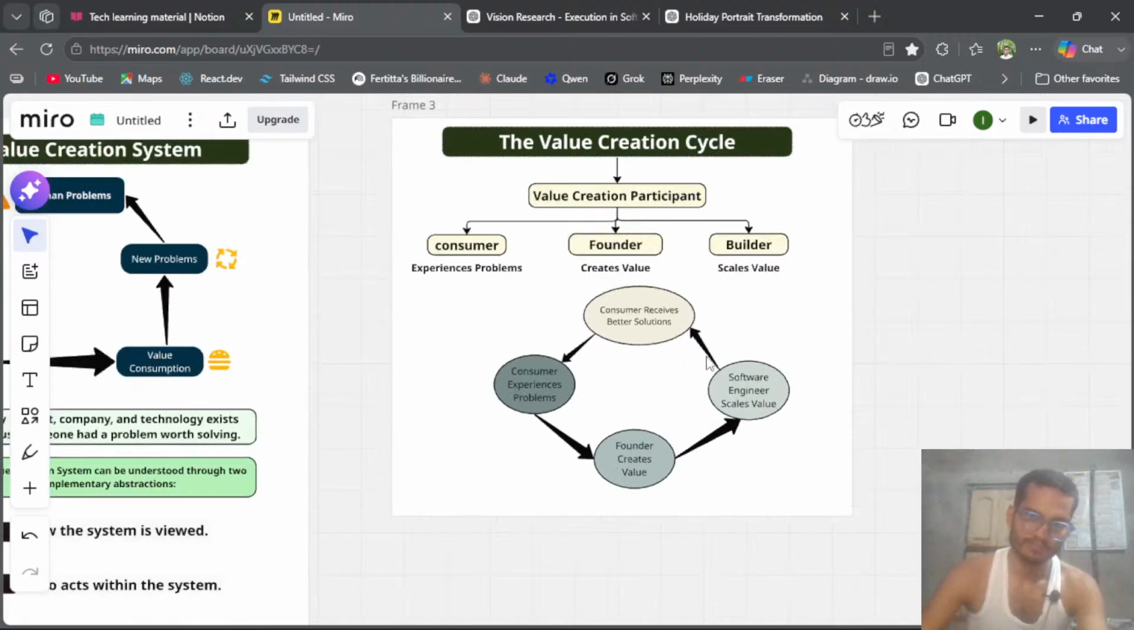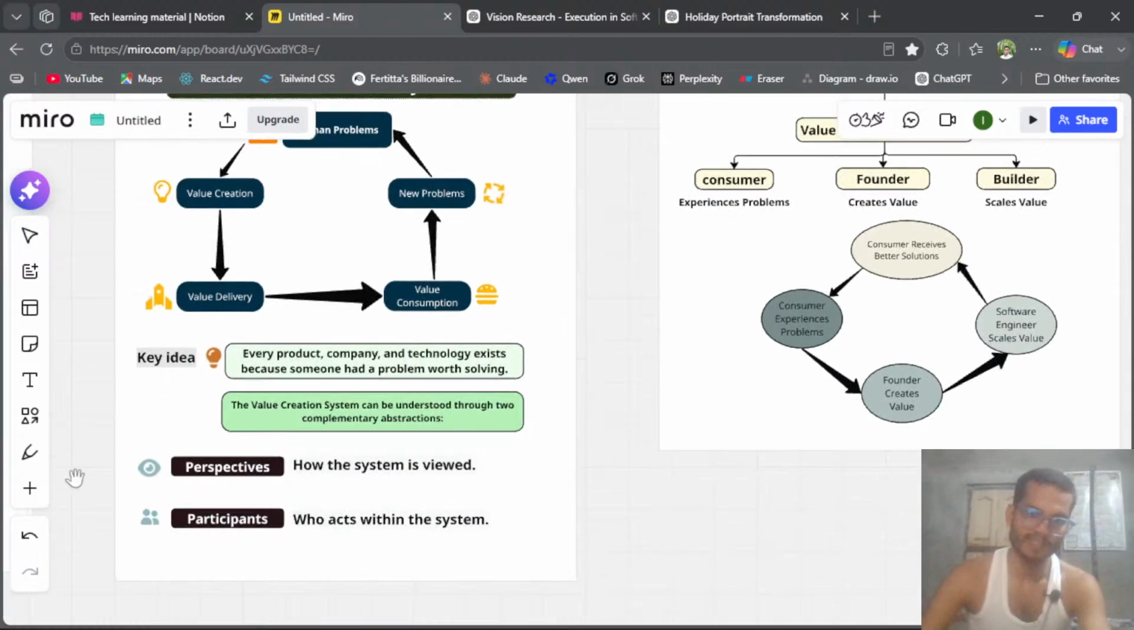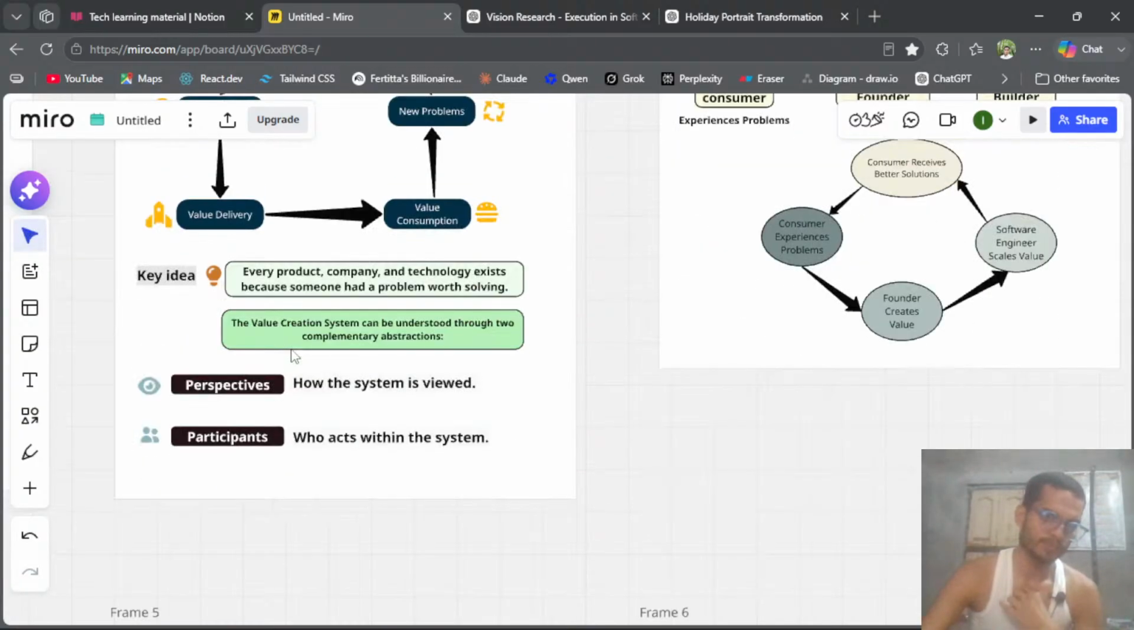It's very important. So this is, from a value creation perspective, the system. We have the participants. Now we have the perspective. So for the value creation system, we can see how the system is viewed. Again, a system is just what exists.